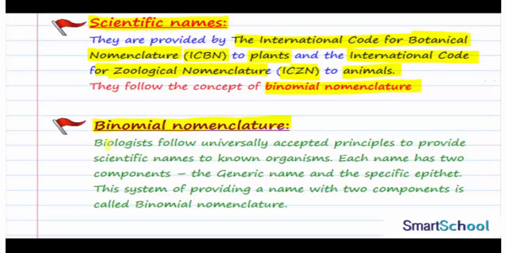What is binomial nomenclature? Biologists follow universally accepted principles to provide scientific names to known organisms. Each name has two components, the generic name and the specific epithet. This system of providing a name with two components is called binomial nomenclature, which is used by ICBN and ICZN respectively for plants and animals to provide scientific names.